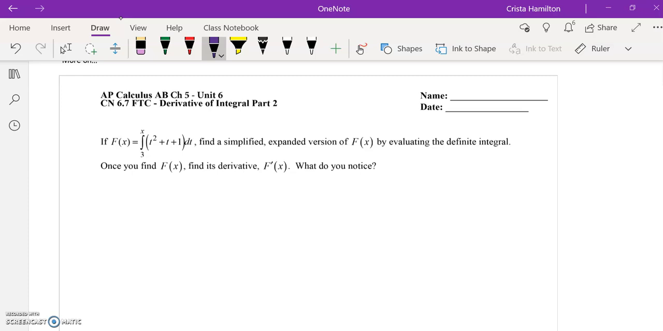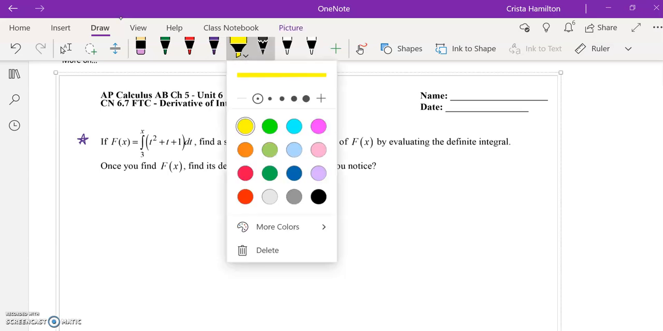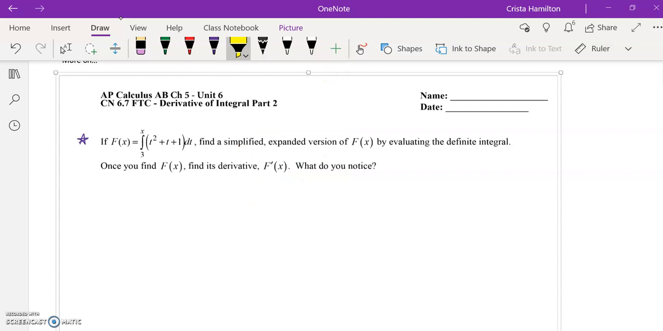So the first part we already talked about. I'm just doing a little bit of review to remind you of this part, which is if you've defined an accumulation function as the integral from 3 to x, and remember that the starting value down here just helps you determine what the constant would be in terms of the antiderivative. So we're going to find a simplified, expanded version of F of x by evaluating the definite integral. Just to remind you how that works, this is what I would call the quote-unquote long way to do this. Our job is to understand the shortcut, but we're going to do it the long way the first time.